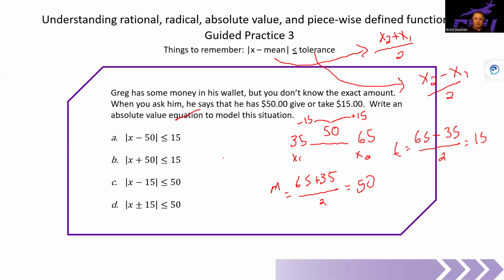So when we set up our equation, we have the absolute value of x minus 50, which is less than or equal to our 15. So that looks like our first one. So this is just one way to look at this type of problem. We're less than or equal to because we're dealing with in between two values as you're working your way through. All right, I hope that was helpful.